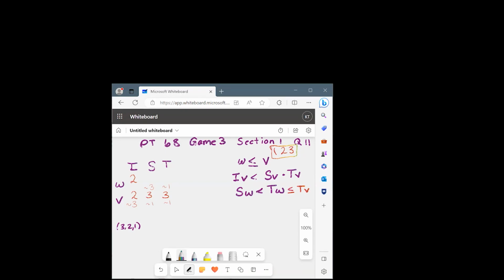Yeah, I just have a question. Would TV be 3 because of the first rule? I'm not sure. Yeah, so we're looking at rule 2. IV has to be less than both SV and TV. So if IV is 2, then the only option for both SV and TV is to be 3. Does that make sense? So we're looking at rule 2 here.